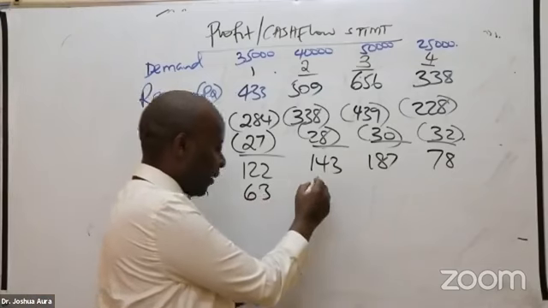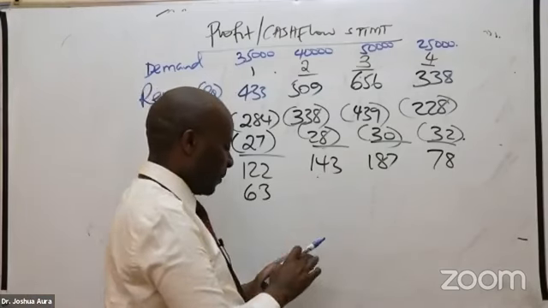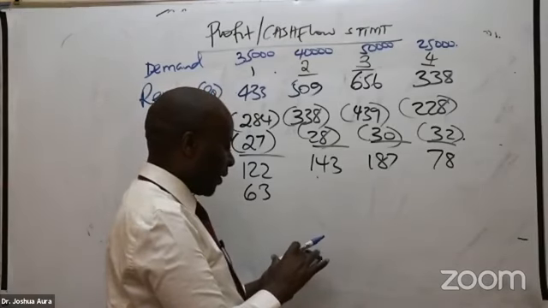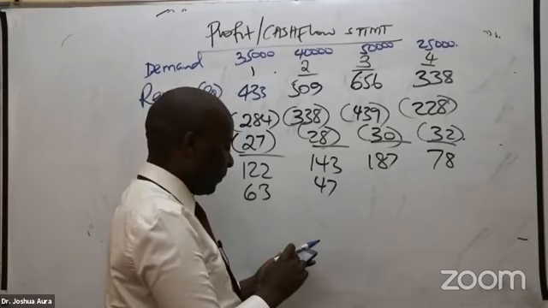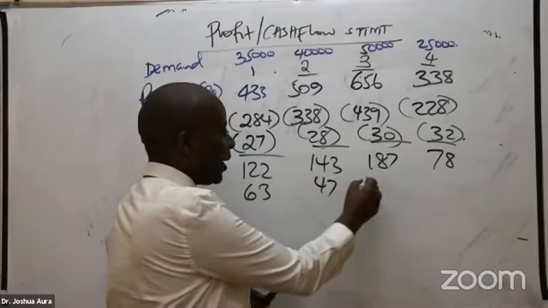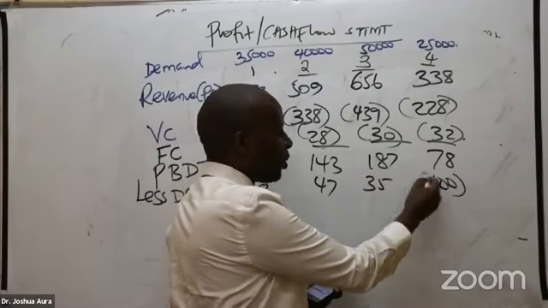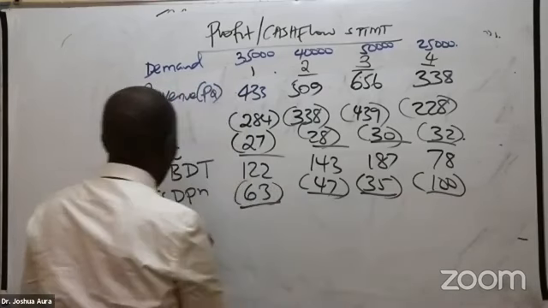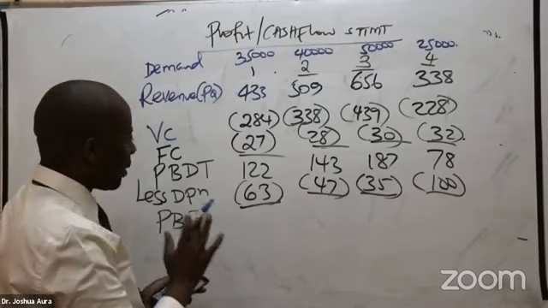I'm getting those figures from my students. 47. Depreciation for year 3: 35. And then lastly, 100. I'm being told 100. So please come and subtract them. Whatever I will get will be called the profit before tax, now that the depreciation element has gone.